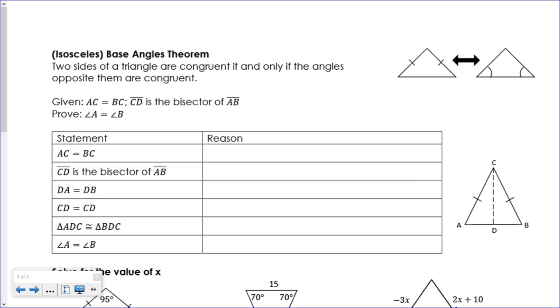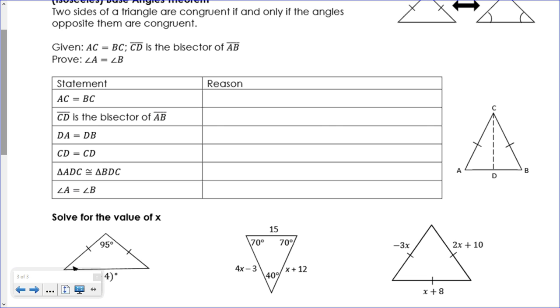So for this proof, it's actually more intuitive than we've seen before. This theorem says that two sides of a triangle are congruent if and only if the angles opposite them are congruent. So the way that we're going to prove this is we're going to take a single isosceles triangle. I'm doing the one direction instead of both. So I'm going to be proving that if two sides are congruent, the two angles are congruent. In order to do this proof, you have to add this segment here. So I'm adding that to the picture.